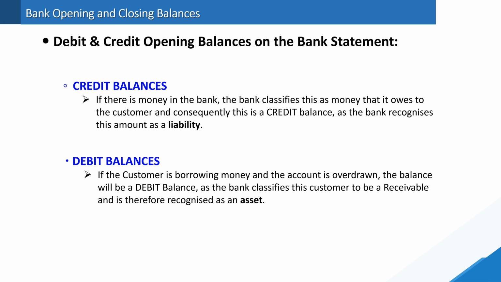Equally, if the bank account is overdrawn, when the bank prepare that bank statement, they will show this as a debit balance because the bank classifies the customer to be a receivable at this point, and therefore they recognise this as an asset because their customer owes them money because they're overdrawn. So the theory behind debits and credits remains unchanged. Debits are assets, credits are liabilities, but why it's different is because of who has actually prepared the document.